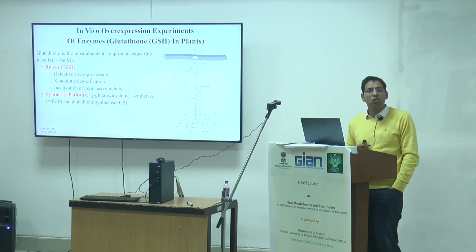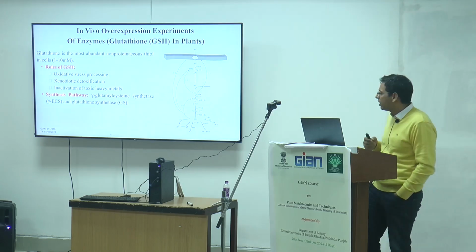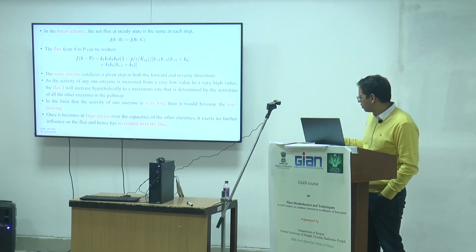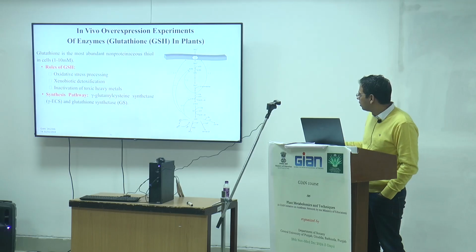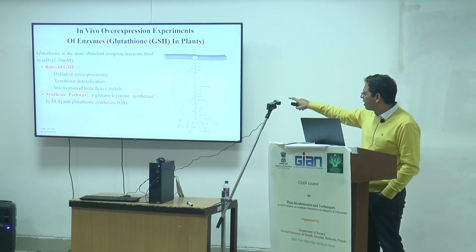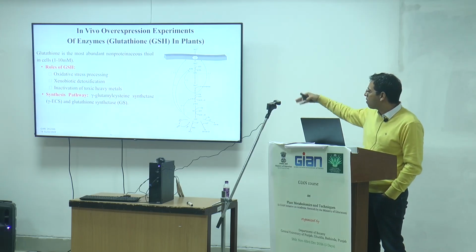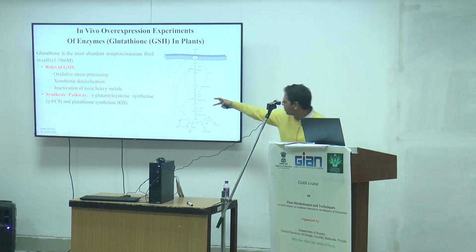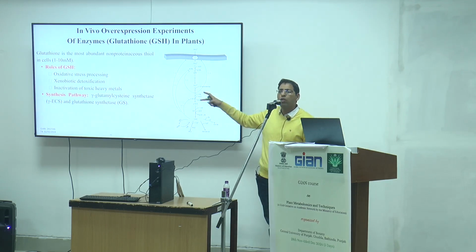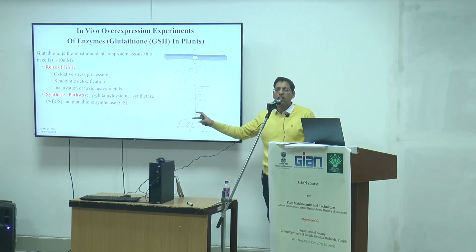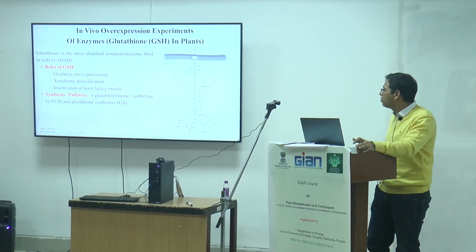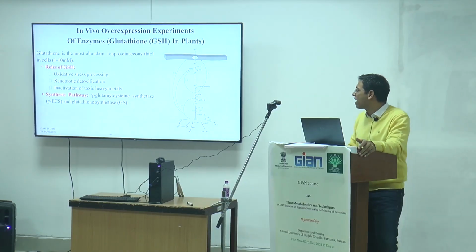Another most important enzyme is glutathione synthetase. GS is present here, and you can find this gamma-ECS. This is just the upper reaction of the whole biosynthetic pathway. So these two steps are more important for manipulation if you want to increase or decrease the glutathione concentration inside the cell. And remember, these two also require ATP.